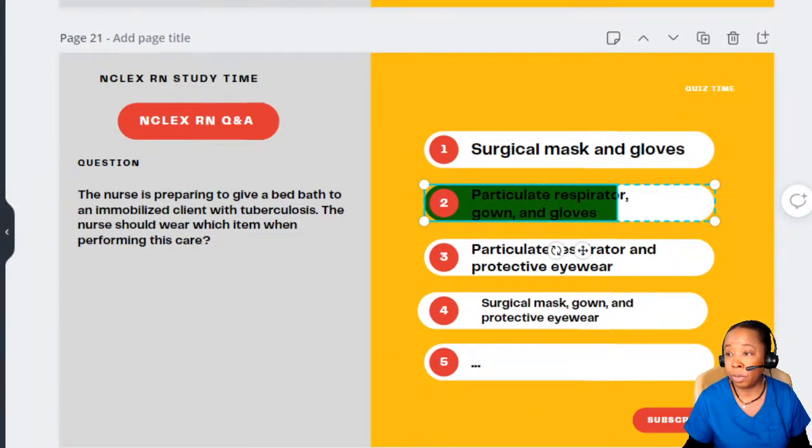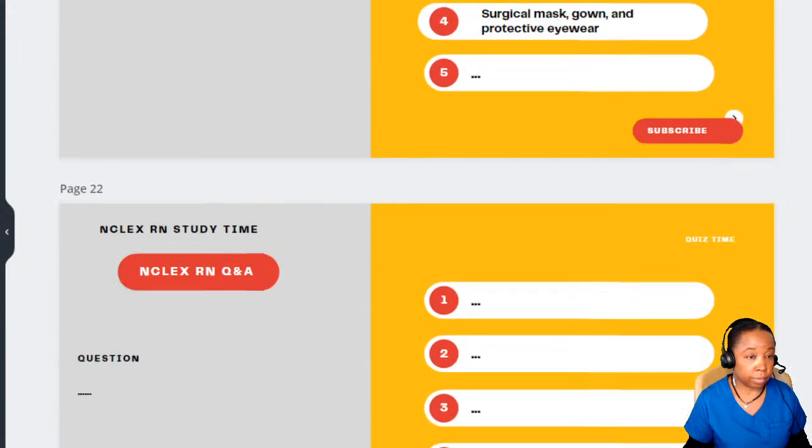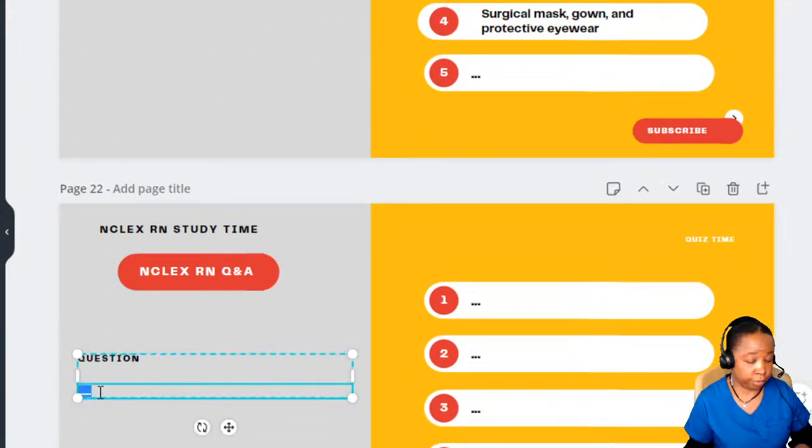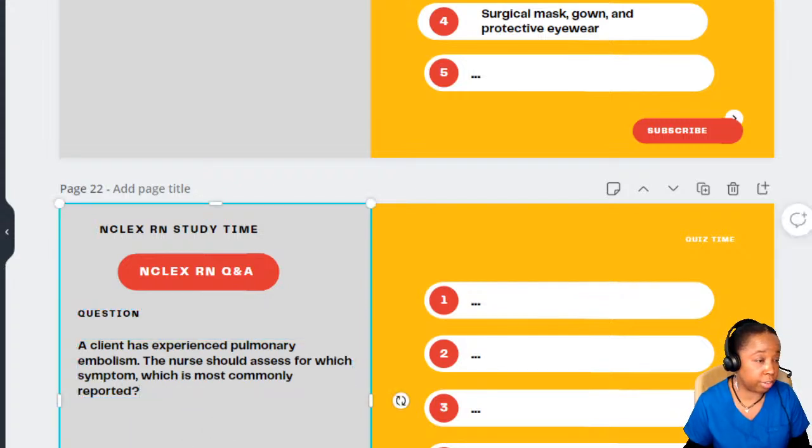Next question. That's a very important in-class question. Okay, next one. A client has experienced pulmonary embolism. The nurse should assess for which symptom, which is most commonly reported.